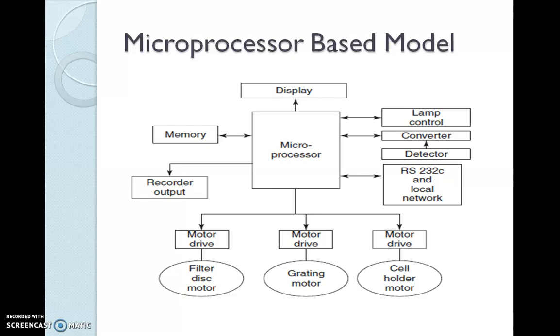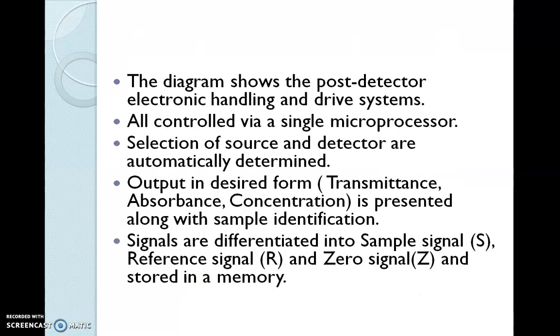Selection of source and detector are automatically determined. Any filters are introduced at appropriate points, and sample and reference cells are correctly managed in the sample area. Output in the desired form, that is transmittance, absorbance, concentration, etc., is presented along with the sample identification. That is also done in microprocessor based spectrophotometry. Secondary routines such as wavelength calibration and self-test become available on demand by using this system.